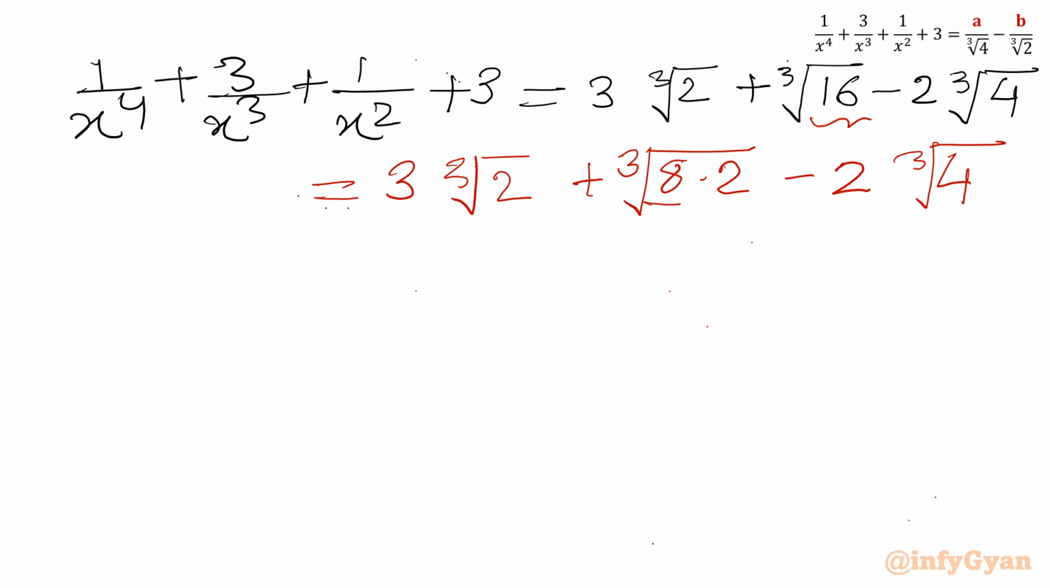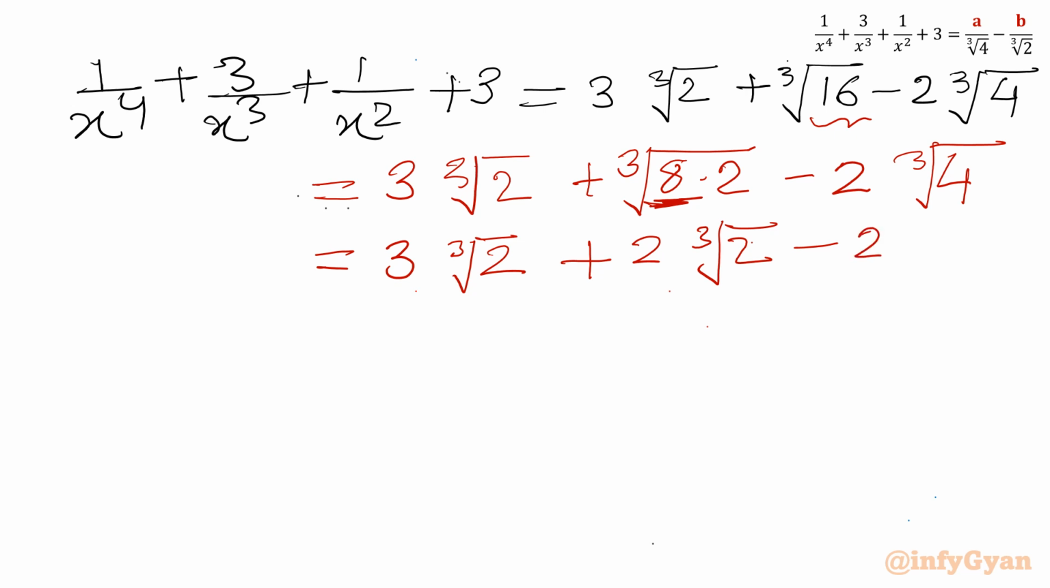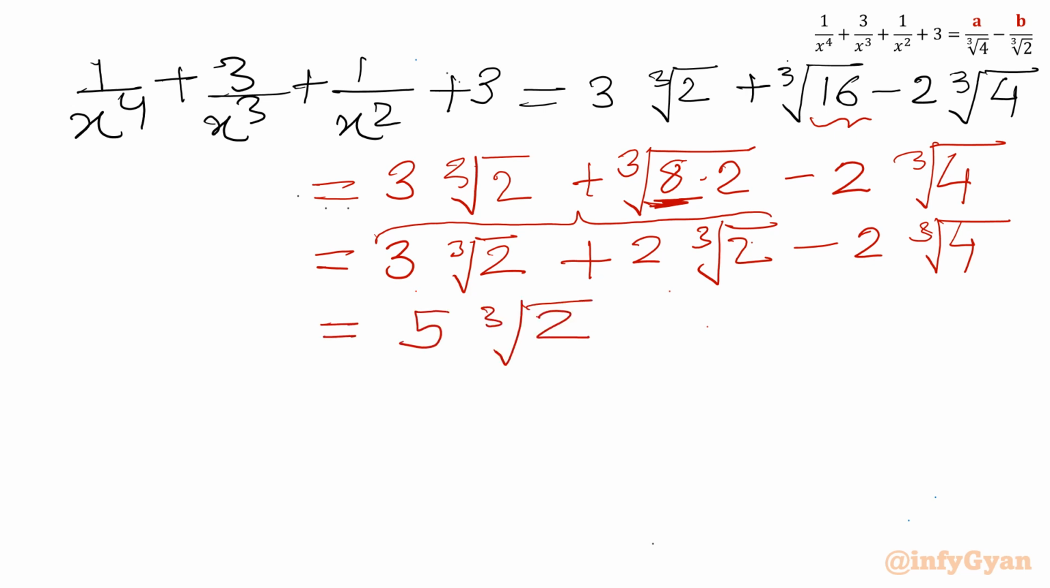Now from cube root 8, I will take 2 out. So I can write 3 times cube root of 2 plus 2 times cube root of 2 minus 2 times cube root of 4. Now these two terms we can add. So it will be 5 cube root of 2, minus 2 times cube root of 4.